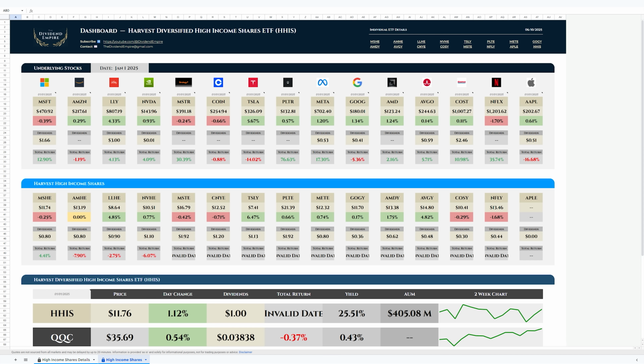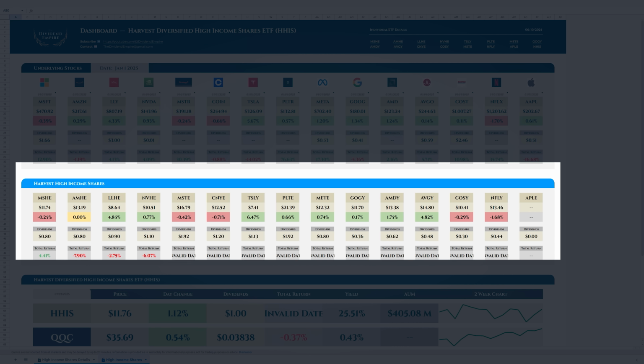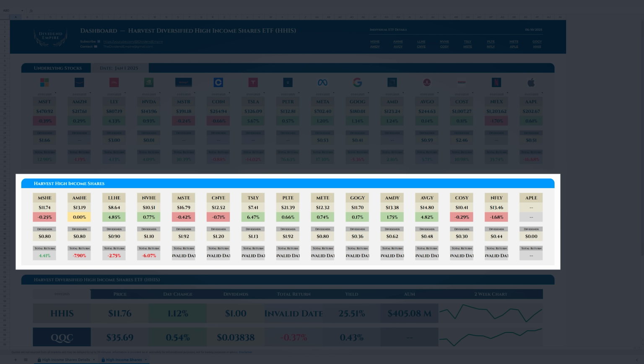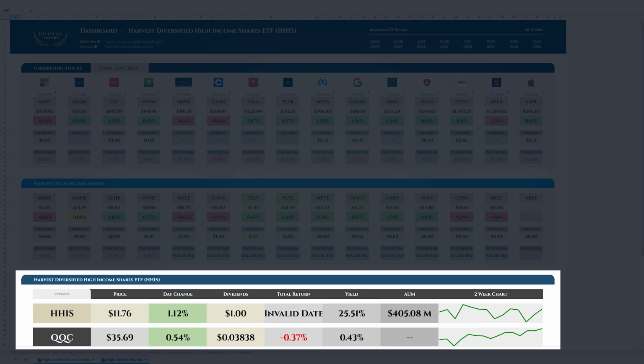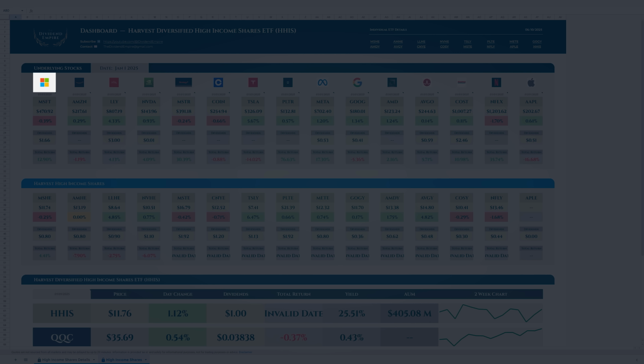So to start, I'll quickly go over how this dashboard is set up so you can easily follow along. There are 3 sections here, and the first one is for the underlying stocks. The next one below are all 15 of the Harvest High Income Shares ETFs. Then at the bottom is HHIS by itself in comparison to the Nasdaq index with QQC. Now going back to the first section, the logos are used to quickly distinguish each underlying stock. Then beneath that are the starting dates being used individually for each column.